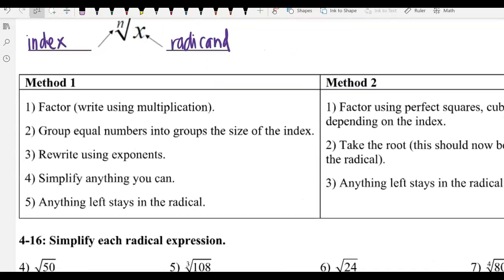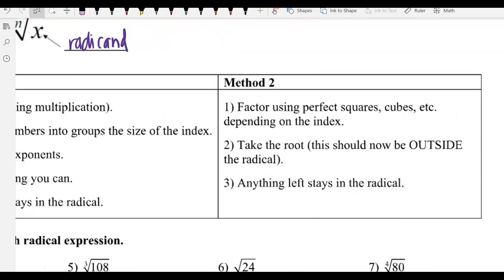There are 2 methods. We're going to read the guidelines here. Sean, method number 1, read all 5, please. Rewrite using exponents, simplify anything you can. Great. And then Jacob, method number 2, bud. Read all 3 steps. Factor using squares. Perfect. Okay, here we go.